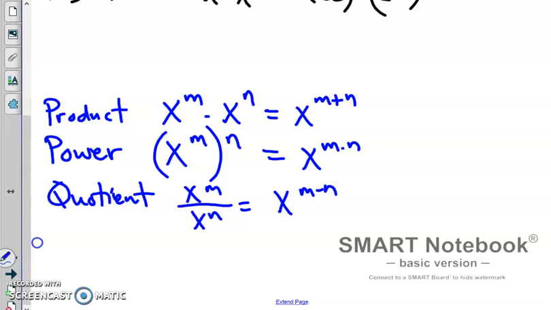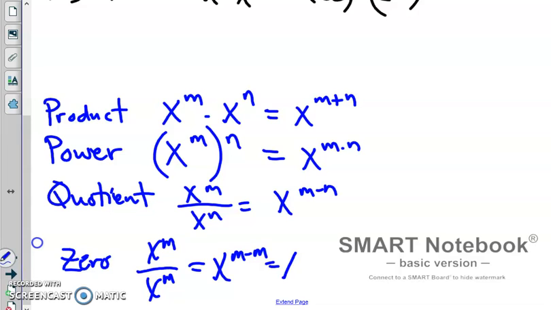And then the last rule is the 0 rule. And this is when the exponents and the base are the same in the numerator and denominator. So when I subtract the exponents, I end up with x to the 0. And x to the 0 is always 1 as long as x doesn't equal 0. So these are our 4 rules. So again, there's 8 altogether. So I thought we would do half of them today and then the rest of them on our next class.